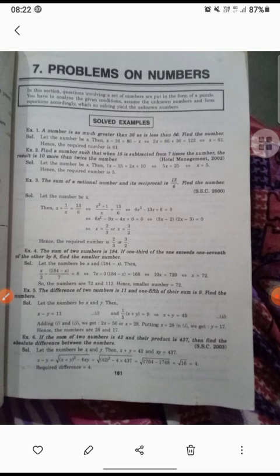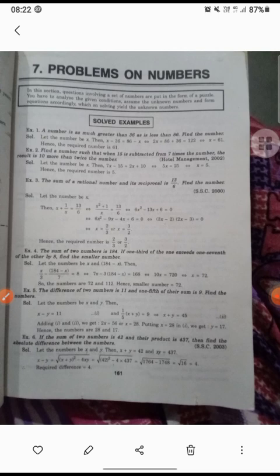The difference of two numbers is 11 and 1/5 of their sum is 9. Difference x minus y equals 11 and 1 by 5 of x plus y equals 9 is given. So x plus y equals 45 and x minus y equals 11, and by solving we get 28 and 17.